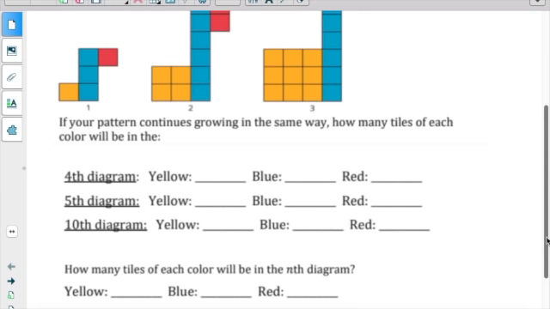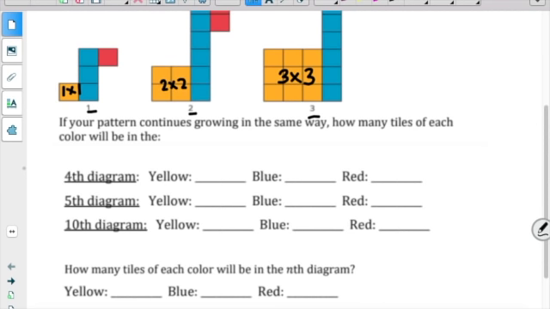So let's start with looking at yellow. In the first diagram, there's 1 square. In the second diagram, there's 4 squares. And in the third diagram, there's 9 squares. So it looks like we're going to continue with that pattern of squares. So this is a 3 by 3 for the third diagram. This was a 2 by 2, and this was a 1. We can call it a 1 by 1 for the first diagram.